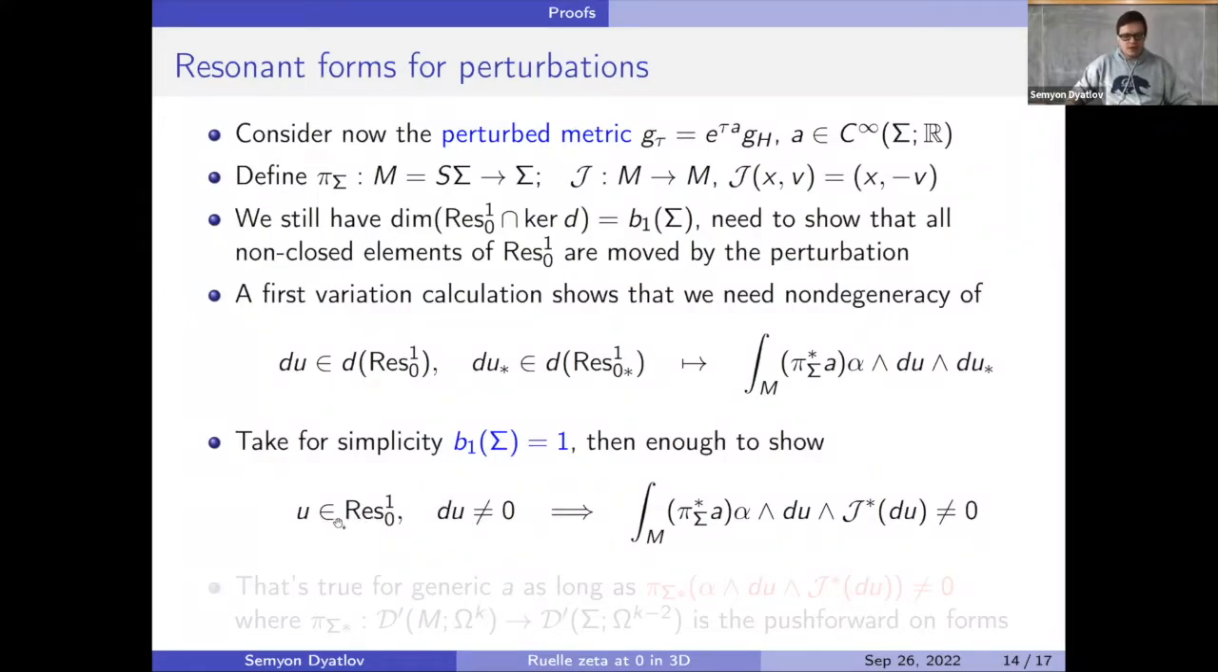You need to show that if you take any resonant one form, which is non-closed, so du is non-zero, you pair it with the corresponding co-resonant one form, so that's a 4 form. Then you pair it with alpha, which is the contact form, so it's a 5 form. And then you multiply by the pullback of the conformal factor to the sphere bundle, then you should get something that's non-zero. In general, the derivative of the eigenvalue is the derivative of the perturbation applied to an eigenfunction and paired with the co-eigenfunction, right? And that's this formula. So we want that to be non-zero.